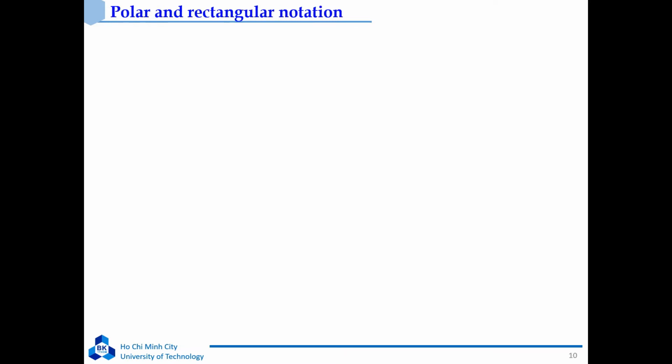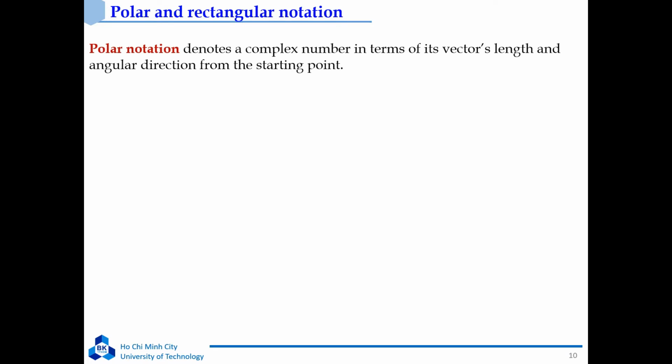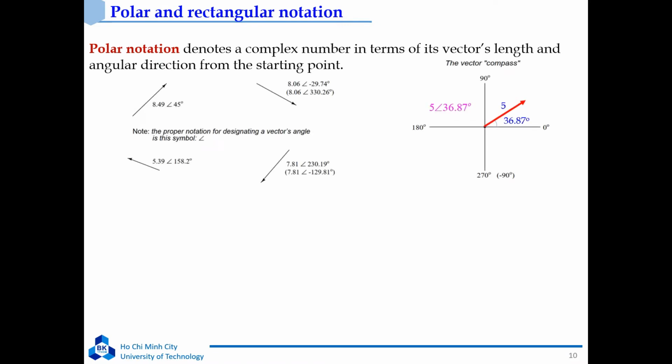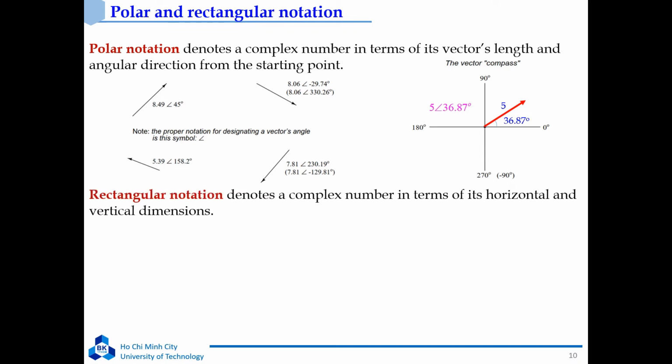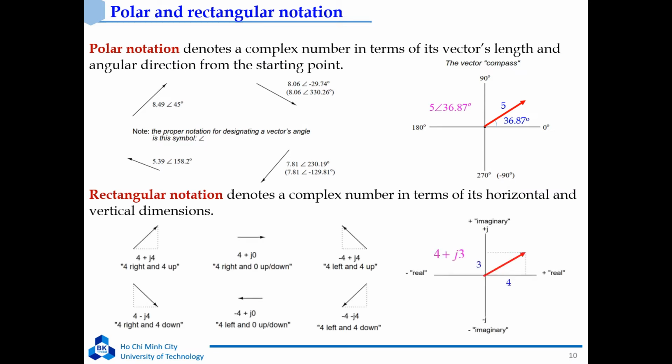A complex number can be shown in polar notation or rectangular notation. Polar notation denotes the complex number in terms of its vector length and angular direction from the starting point. You can see in this figure, we have a vector with length 5 and angle 36.87 degrees. Also, the complex number can be shown in rectangular notation. It denotes the complex number in terms of its horizontal and vertical dimensions. You can see the vector in this figure. It shows 4 plus j3. 4 is the real part and 3 is the imaginary part.